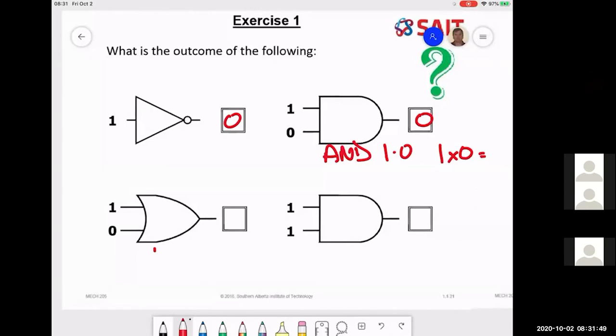Incorrect. 1 or 0. Okay, so remember the symbol that we use, greater than or equal to 1. If there's anything greater than or equal to 1, yes. If I add them up together, it'll be greater than or equal to 1. 1 or 0 is going to give me a 1.